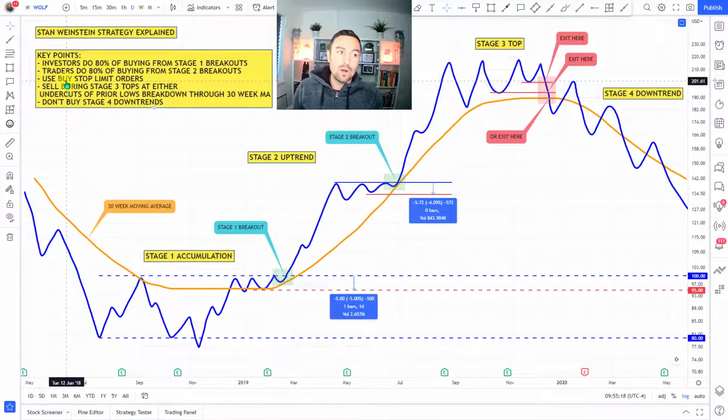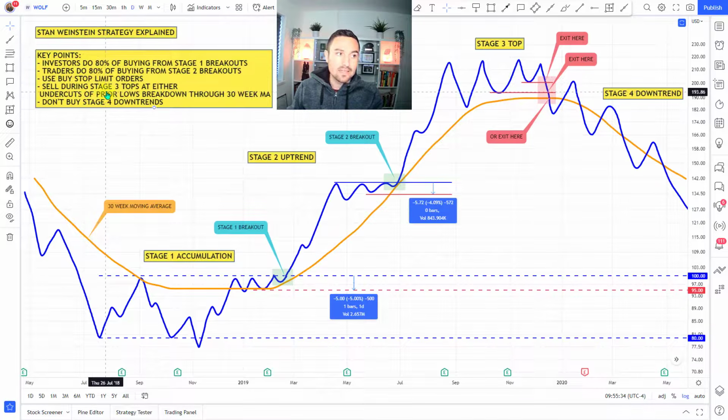He uses buy stop limit orders to enter his trades. I'll be talking about that. You can see we've got one set up down here for a stage 1 breakout with a $100 pivot point and then $95 stop loss, so 5% risk. I'll be talking about how to actually enter your trade.